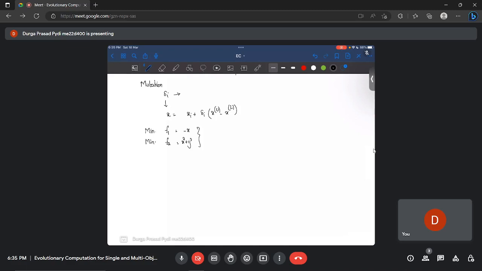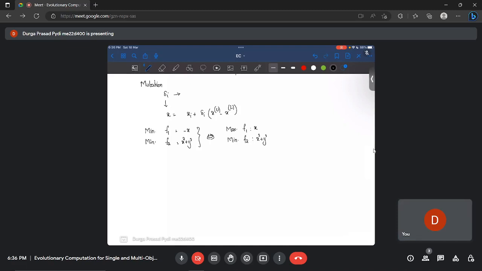This is our original problem, and I can write the same problem in a different way. You want to maximize f1, which is equal to x, and minimize f2, which is equal to x square plus y square. Suppose both problems are equivalent. To maximize F2, I can simply put a minus sign before the function: minus of x square plus y square. Then it will maximize F2. Maybe you can try that. I will share that code with you so you can try it.